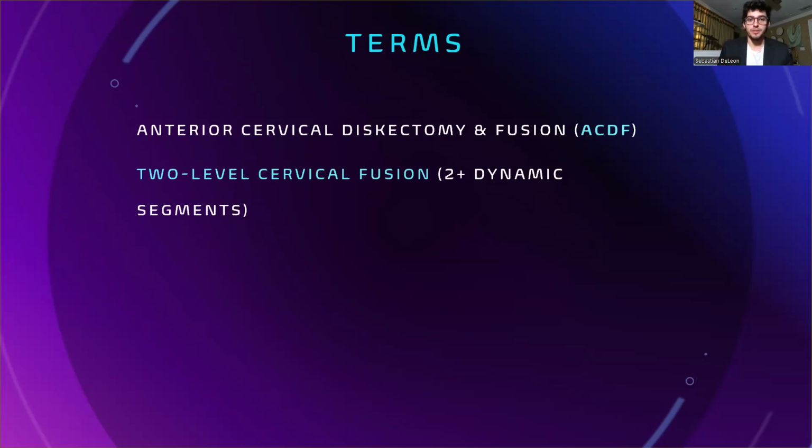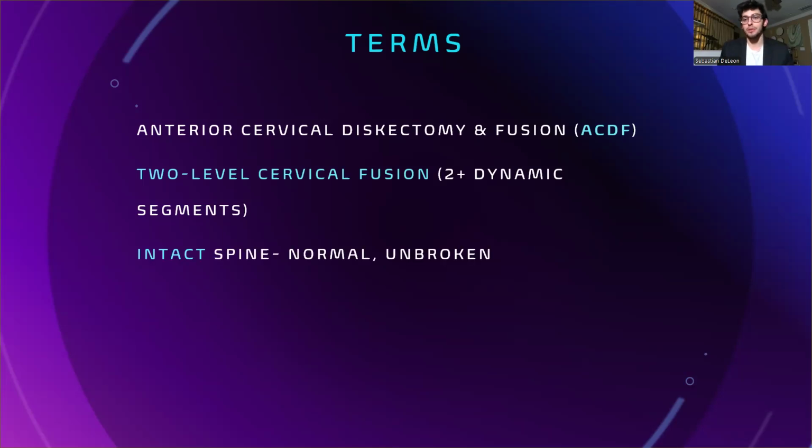Two-level cervical fusion is having to do with two dynamic segments. Two dynamic segments of the spine is what they had limited data for. So they decided to, in this paper, analyze the support that is added by plate and screws to a standalone cage for the cervical vertebrae, ACDF.